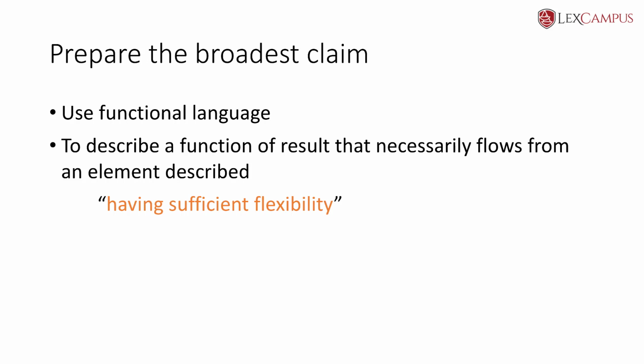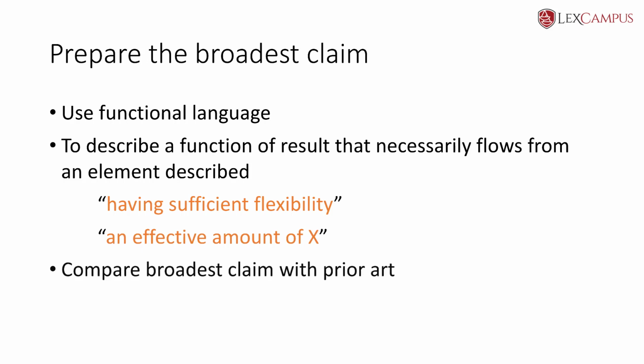Now you could broaden this by using words which have been allowed in some jurisdictions, such as having sufficient flexibility. What that flexibility is, you can describe later, but having sufficient flexibility or an effective amount of X gives you a broader scope, because for the effective amount, you necessarily have to explain what that amount is in the specification or in a dependent claim, but this allows you to have a broader scope.